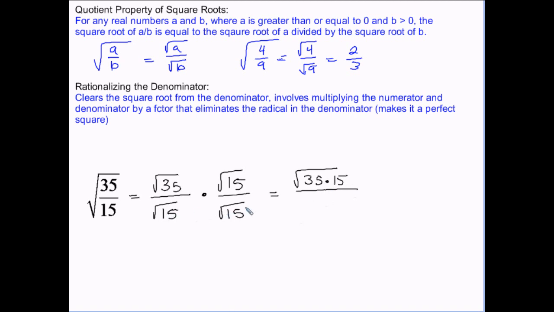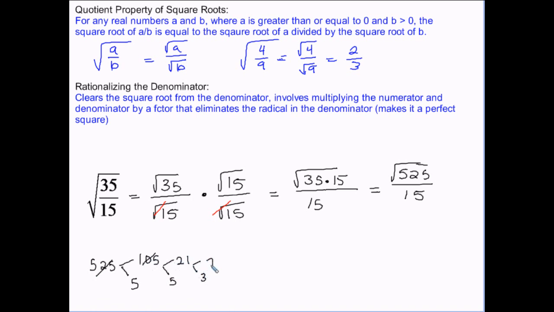And once I do this, what happens is these cancel each other because I'm squaring a square root. So I end up with 15. And then I'm going to do 35 times 15, which is 525. And then I need to see if 525 can be simplified. So I'm going to do kind of a sideways factor tree. 525 will divide by 5, and it's going to be 105. And 105 will divide by 5, and that's going to be 21. And 21 is 3 times 7.